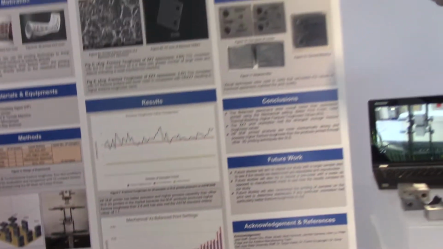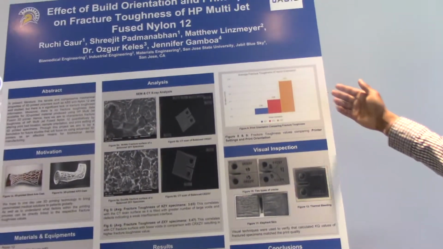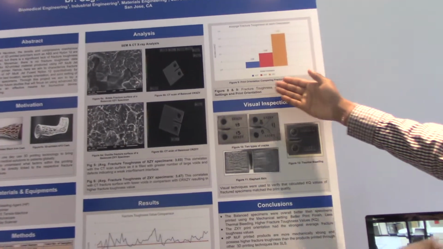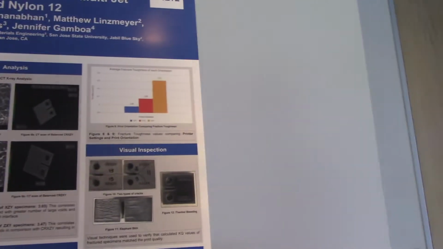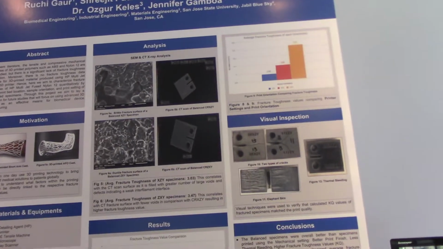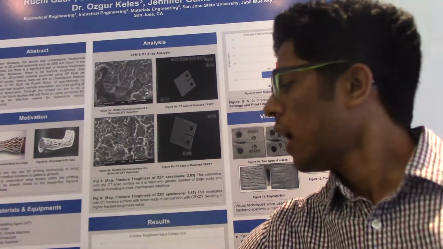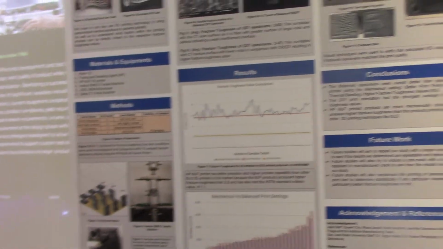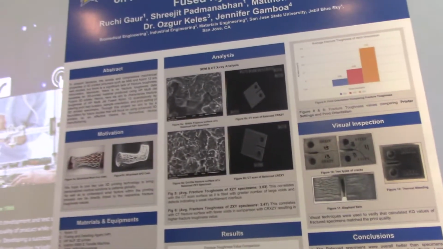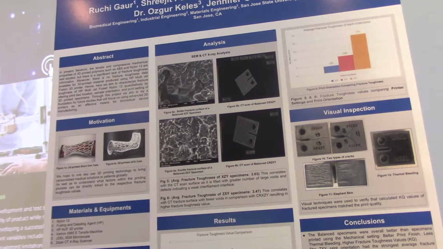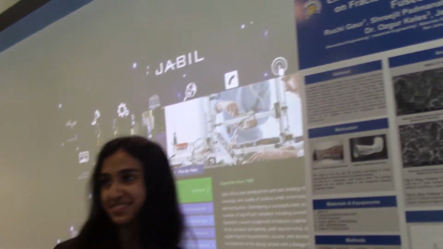And this is also just the orientations, XZY, XYZ, and ZXY. We noticed that the ZXY orientation, which is the middle layer, had the highest fracture toughness value in comparison to the other 2 orientations. And Matthew will talk about the visual inspection.